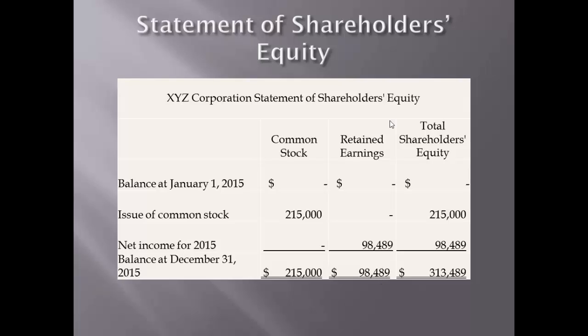Second point, in the updating of retained earnings, there are no dividends. Not every company declares and pays dividends. So for XYZ Corporation, no dividends. So we only have net income, which yields the ending balance of 98,489.